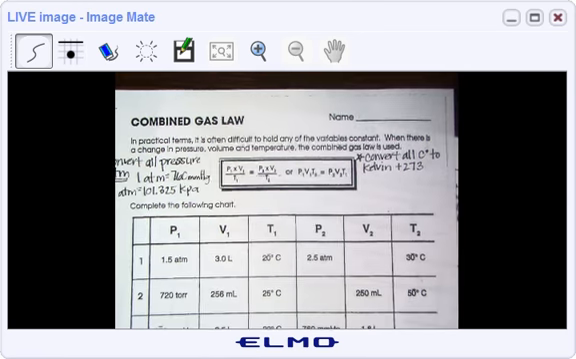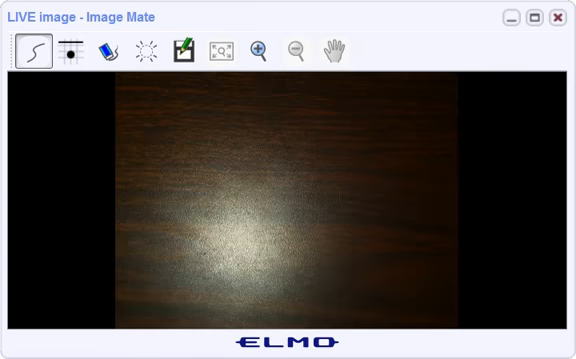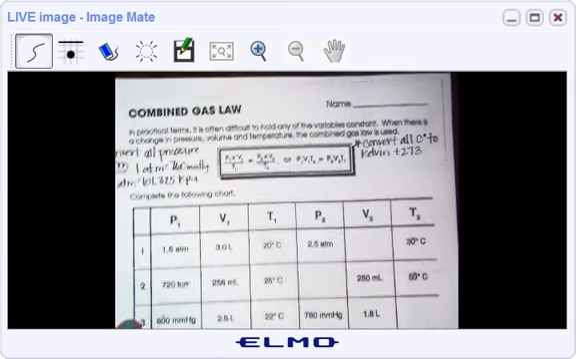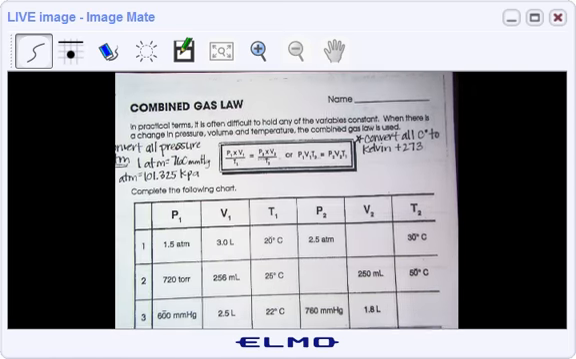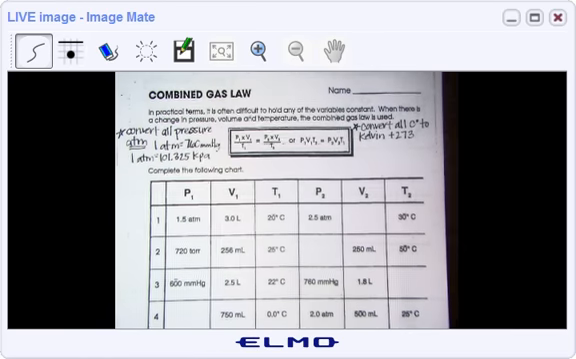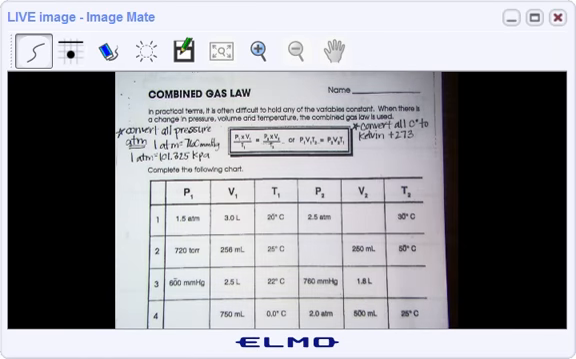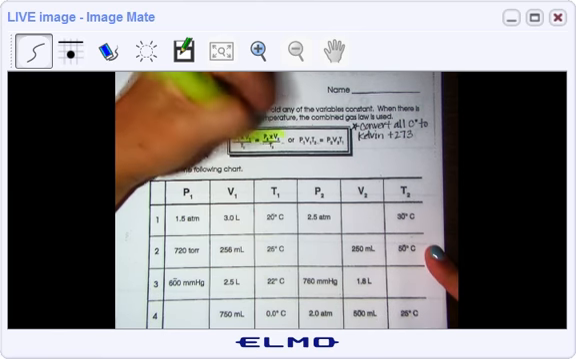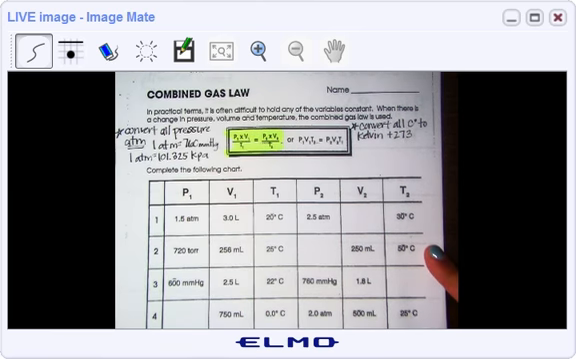Okay, in order to do this worksheet, you will need a calculator. Go ahead and grab that. So we have done Charles' law, Boyle's law, and Gay-Lussac's law, and this one is the combined gas law, all of them together. This is it, right here.